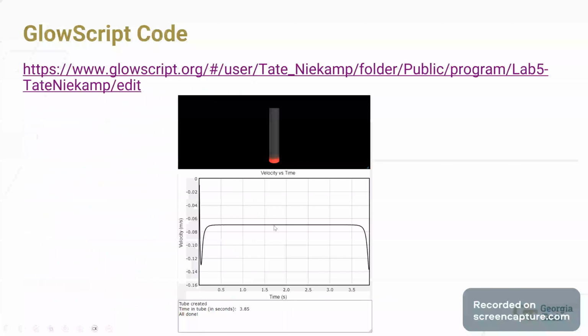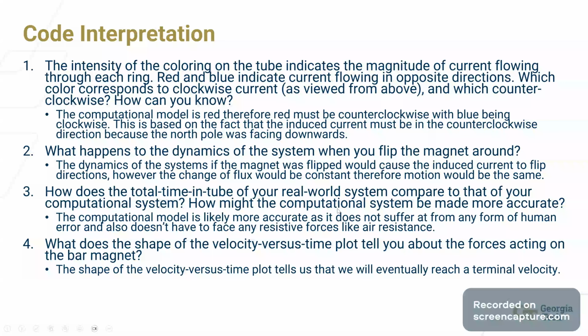How does the total time in tube of your real world system compare to that of your computational system? It was very, very close, within maybe two tenths of a second. But the computational model is likely more accurate, as it does not suffer from any form of human error. But the computational model does not account for air resistance, and if it did so, it would be more accurate.